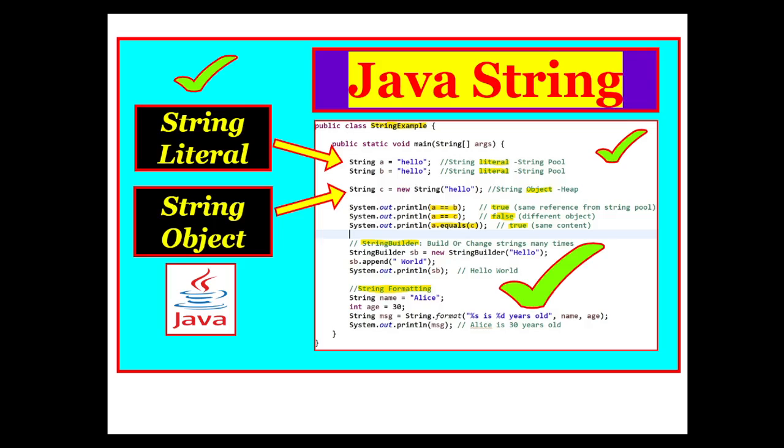Hi everyone, today in this video we are going to understand what a string is in Java and how we can create a string in Java, what the different ways are to create a string, and what methods are available in the String class. We are going to see how we can create a string object which is immutable, how we can compare two different string objects and concatenate them, and how we can use the StringBuilder and some other string formatting ways.